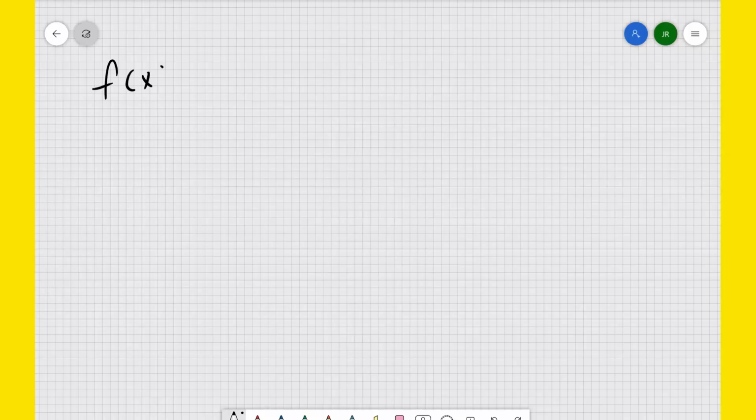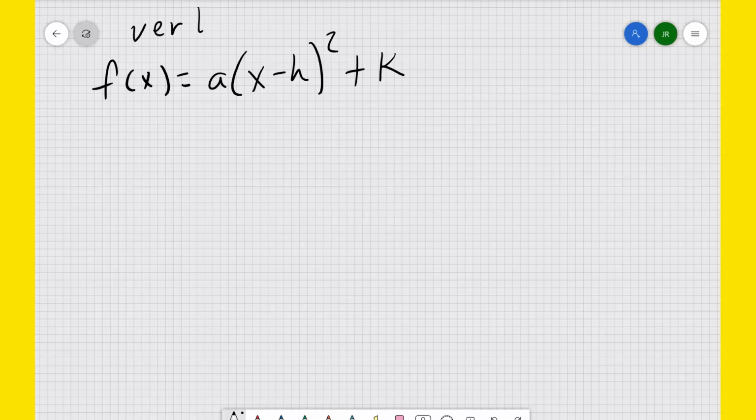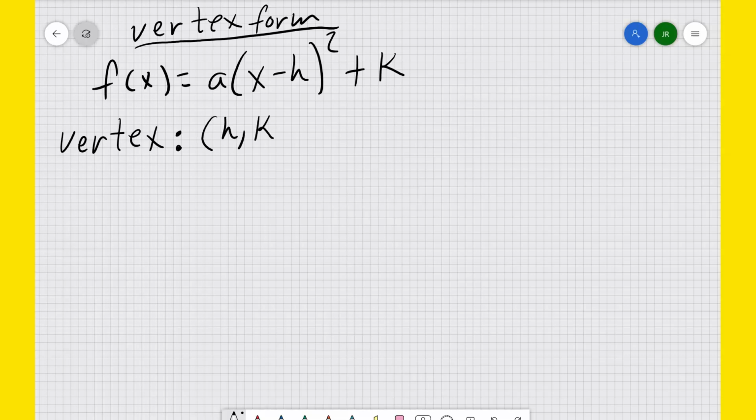If you have f of x equals a times (x minus h) squared plus k, the vertex is given. This is called vertex form, by the way. And the reason it's called vertex form is because the vertex is very easy to identify from the equation itself. The vertex is located at the point (h, k), where h is the x coordinate of the vertex and k is the y coordinate of the vertex.